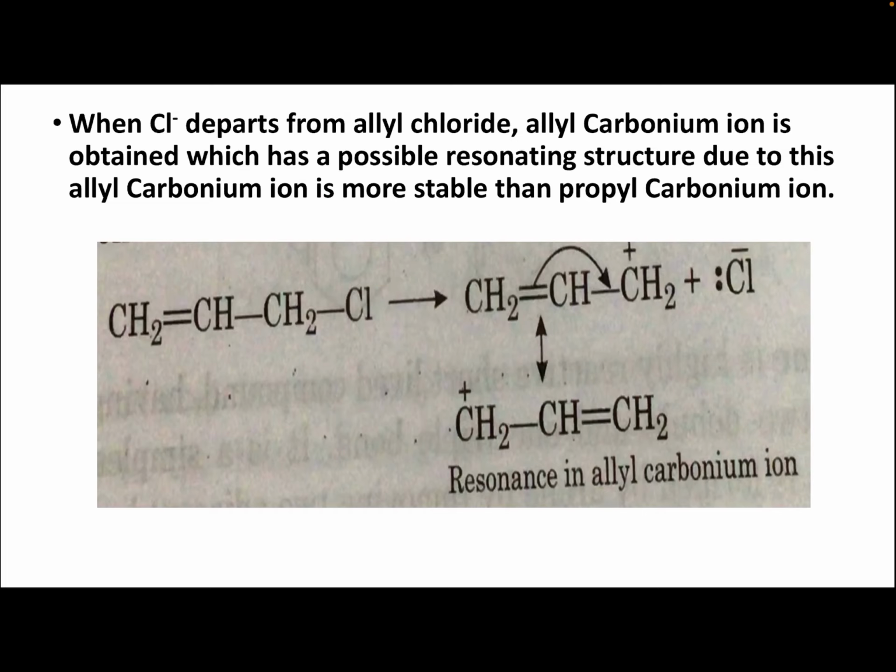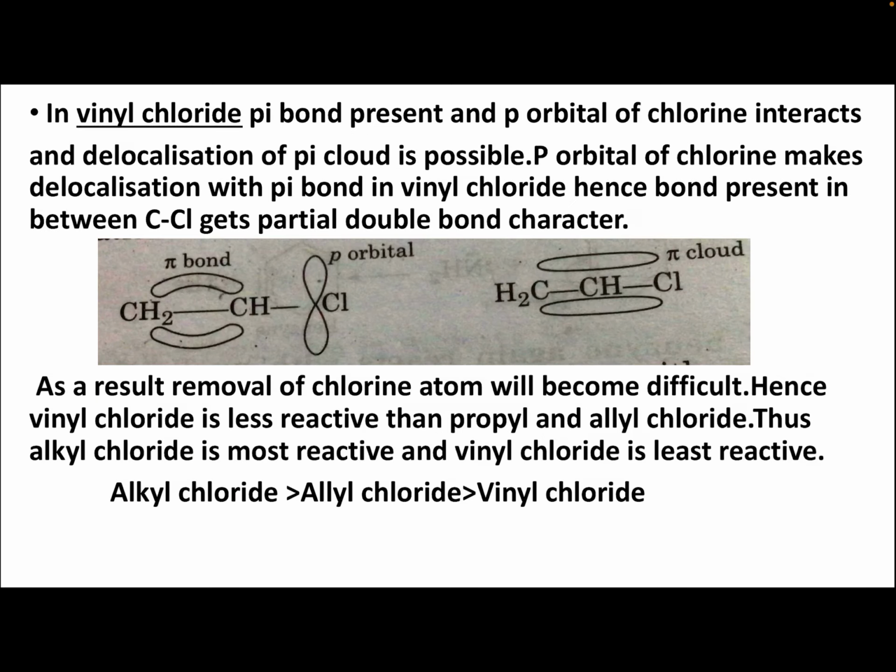When chlorine departs from allyl chloride, an allyl carbonium ion is obtained which has possible resonating structures. Due to this, the allyl carbonium ion is more stable than the propyl carbonium ion. In the propyl carbonium ion there are no resonating structures, but in allyl chloride, the carbonium ion formed has resonance structures. When resonance structures are there, the molecule is said to be more stable. So it is more stable than the propyl carbonium ion.